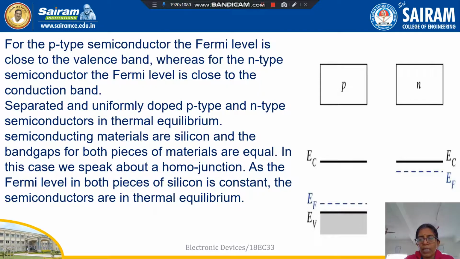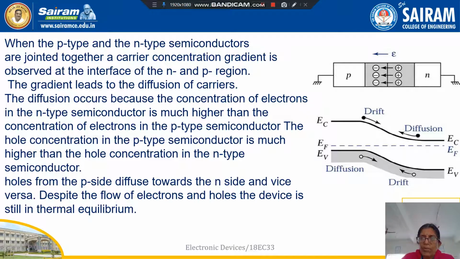Now when I combine a P and N region, what happens? We know that in P-type material the majority carriers are holes, and in N-type material the majority carriers are electrons.